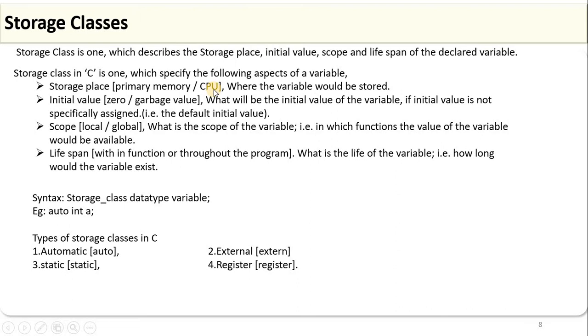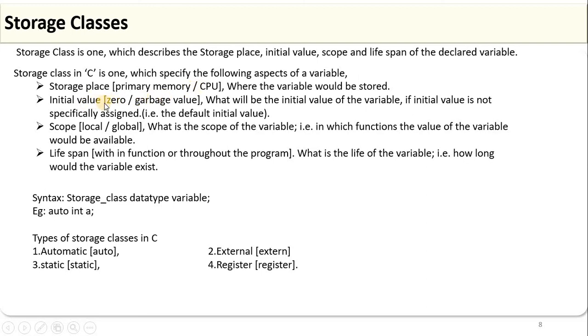Let us see storage classes. Storage class is one which describes storage place, initial value, scope, and lifespan of a declared variable. So storage class specifies the following aspects of a variable, right? Storage space could be either primary memory or a CPU. That is where the variable is stored.